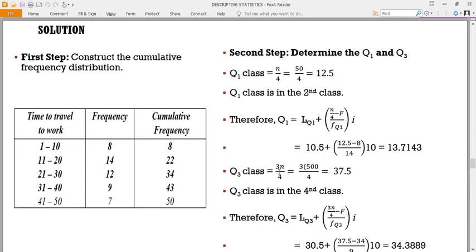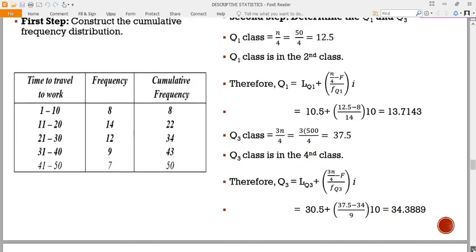Then the upper quartile will be 3/4, because the first quarter is a quarter, meaning if I want the upper quartile, I'm going to multiply that quarter by 3. So I do the same. My quartile class will be 37. Where does 37 lie? It lies in 43. What is the lower class boundary of that? It will be 31 minus 0.5, which is 30.5. Then the cumulative frequency before is 34. Then the frequency within, 9.